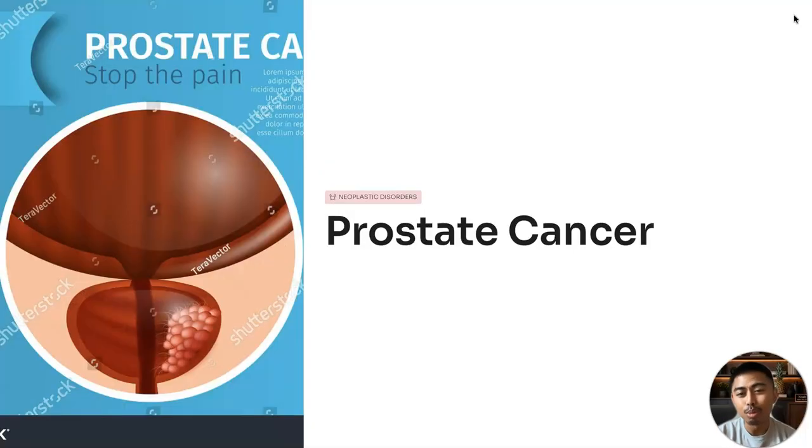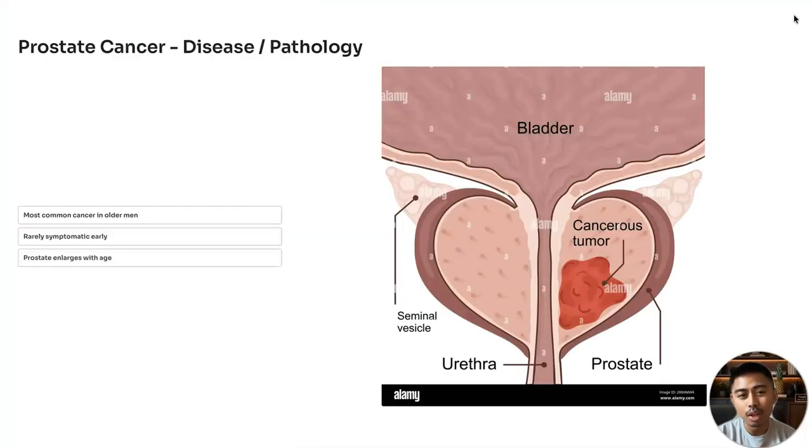Now moving on up to prostate cancer. So with prostate cancer, this is going to be most common in older men. Early on, this is usually asymptomatic, and as the tumor progresses, you'll start to see symptoms. Even more so, as someone ages, the prostate gradually enlarges, so you can be in a situation where the tumor and the prostate are both enlarging.